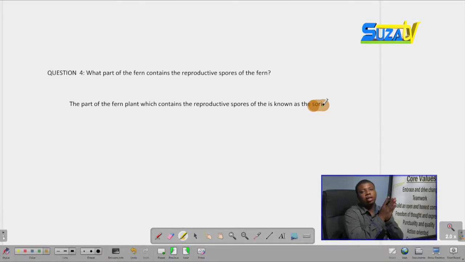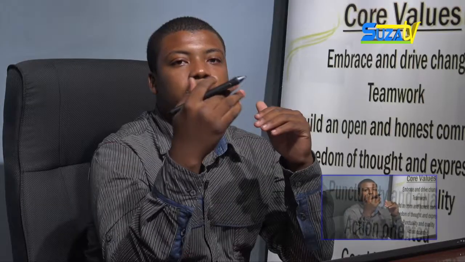It's called a sori. It's not shown in our diagram, but if you look in other diagrams which show the underside of the leaflet, or of the pinna, then you can see the sori.